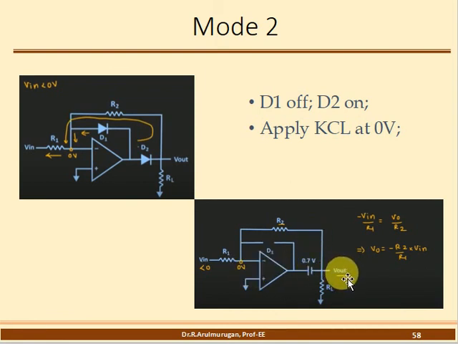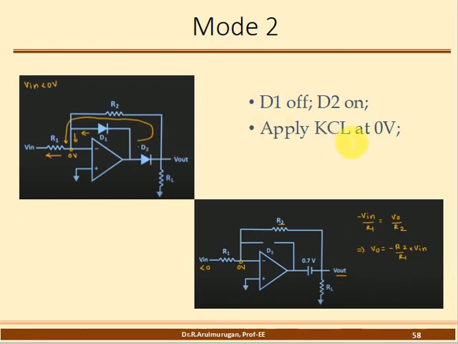It is equal to V out divided by R2, since I is equal to V by R. Rewriting the equation, V naught you can keep alone, and R2 comes to this side. So V naught is equal to minus V in multiplied by R2 divided by R1. That's how the equation is derived.